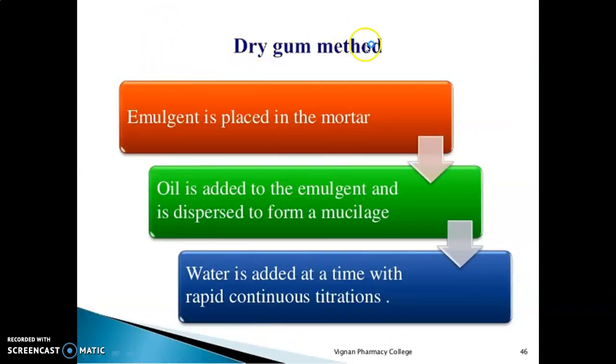The flowchart for dry gum method: emulgent is placed in the mortar, then oil is added to the emulgent and is dispersed to form a mucilage, and lastly the water is added at a time with rapid continuous trituration.